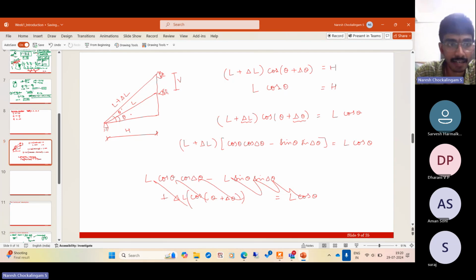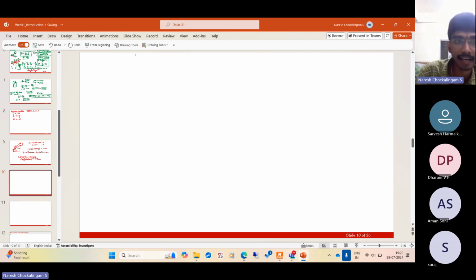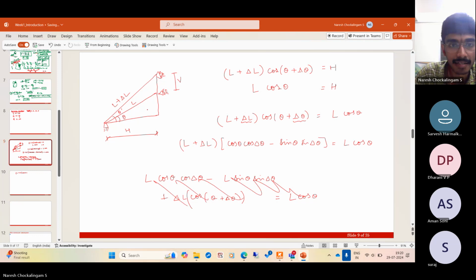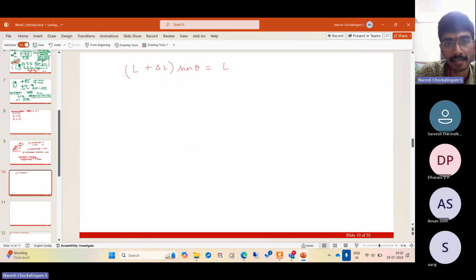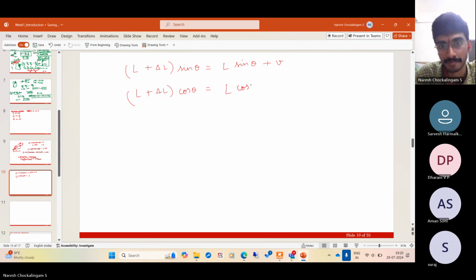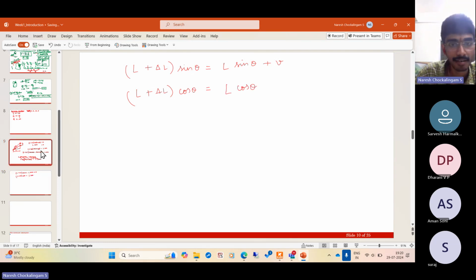Let us look at the vertical relations also. So L plus delta L sine theta is equal to what? L plus delta L sine theta is L sine theta plus V, right? We can write this. L plus delta L sine theta is L sine theta plus V. And L plus delta L cos theta is equal to L cos theta, sorry, cos theta plus delta theta.